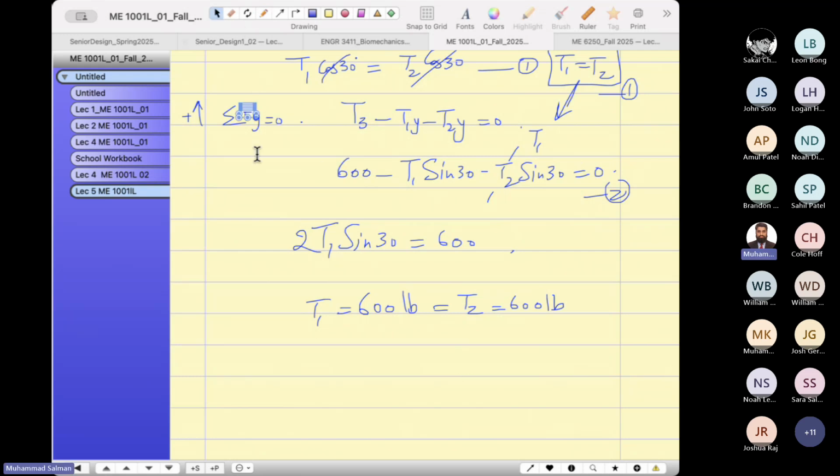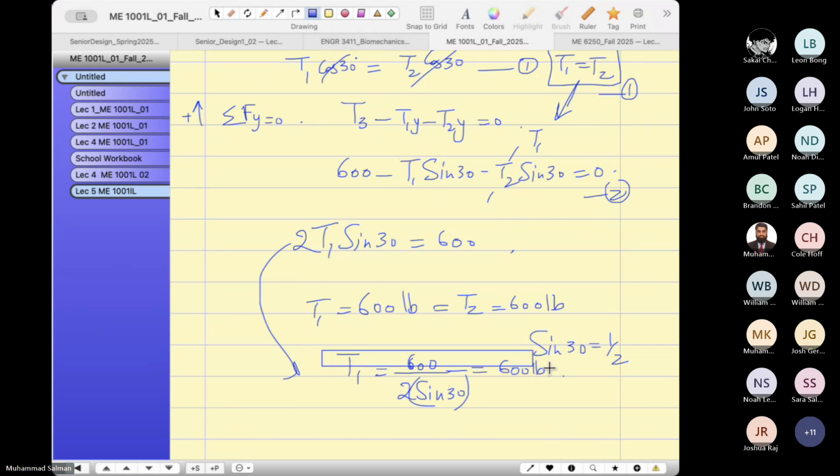Look over here. Can I write T1 from this equation? T1 equals 600 divided by 2 times sine 30. Can I write it like this? And what does sine 30 equal? One half. Agreed. So 2 times one half is 1, so it is 600. Agreed. Do you understand? Please type in yes if you understood how we got T1 equals 600 pounds.